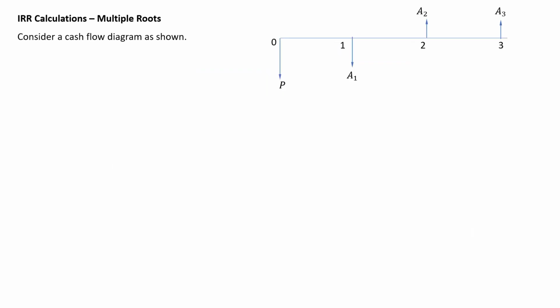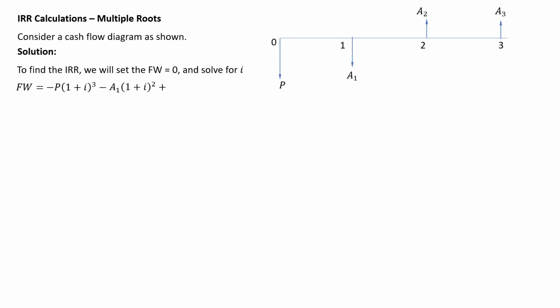IRR calculations, multiple roots. This is exactly what I was alluding to in the last slide. Consider a cash flow diagram as shown. There's an investment P, there's further investment A1 at t equals 1, and you start getting money, A2 and A3, at 2 and 3 years. And so, what's the IRR? Same standard thing: minus P times the quantity 1 plus i cubed, minus A1 times the quantity 1 plus i squared, and so on, exactly like that.